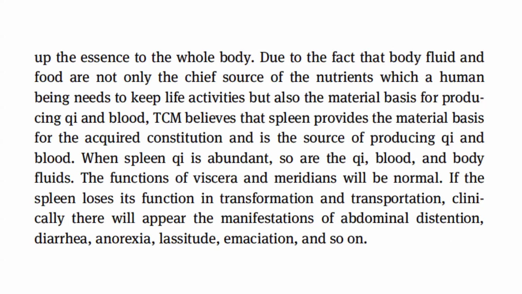When spleen chi is abundant, so are the chi, blood, and body fluids. The functions of viscera and meridians will be normal. If the spleen loses its function in transformation and transportation, clinically there will appear the manifestations of abdominal distension, diarrhea, anorexia, lassitude, emaciation, and so on.